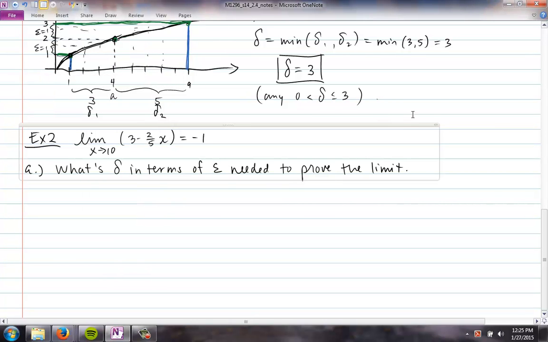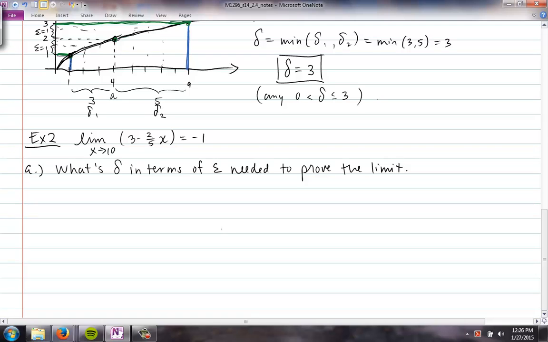Continuing the 2.4 notes, the delta epsilon definition of a limit. Example 2: the limit as x goes to 10 of 3 minus 2/5 x equals negative 1. Part A, what's the delta in terms of epsilon needed to prove the limit?